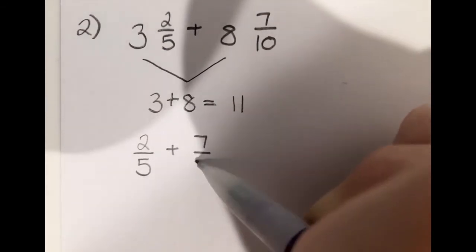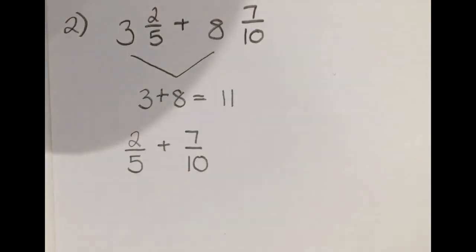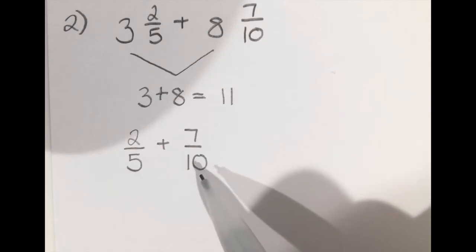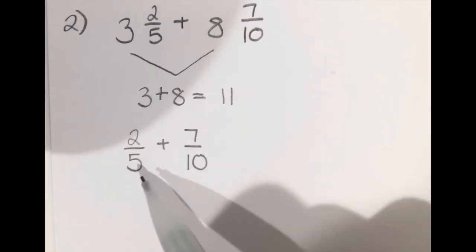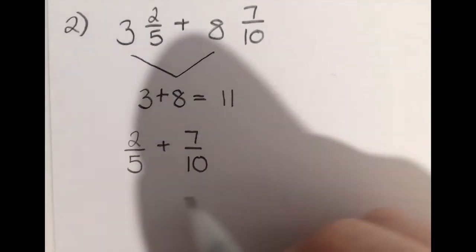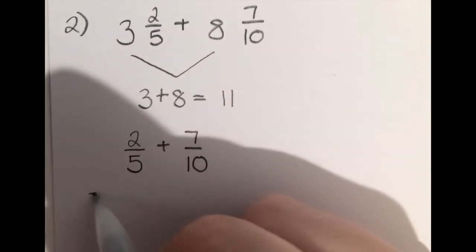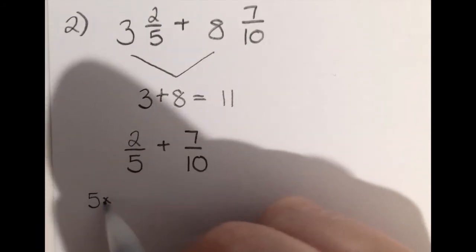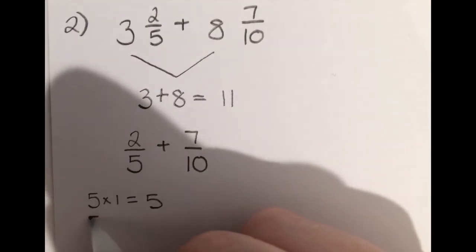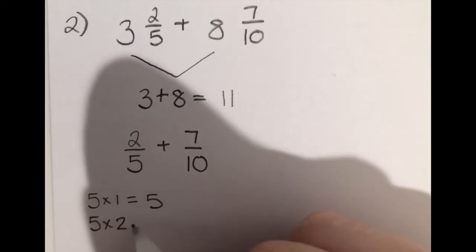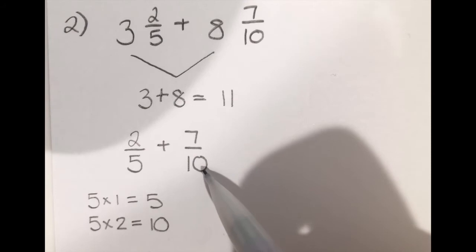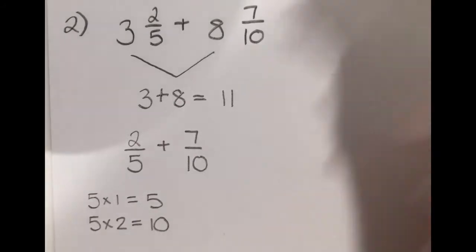7/10. In this case, the denominators are not the same. We have a 5 and a 10. So we have to figure out what our least common denominator is. So since we have 10, let's see if we can get 10 using 5. So first we're going to do 5 times 1. 5 times 1 is 5, so that's not going to work. So let's try doing 5 times 2. 5 times 2 equals 10. We have a 10 here and a 10 in the denominator. Therefore, our least common denominator is going to be 10.